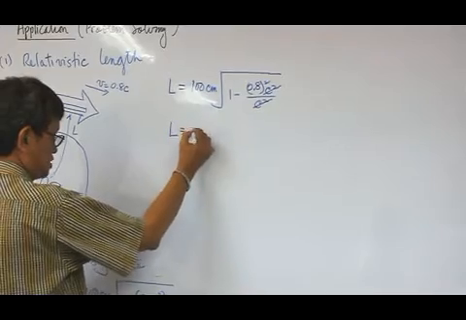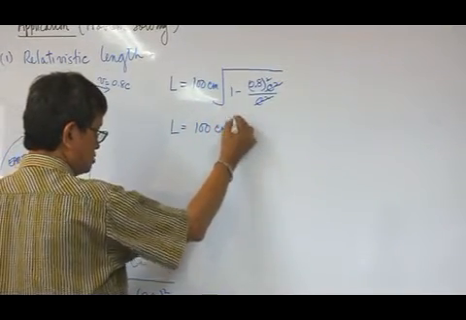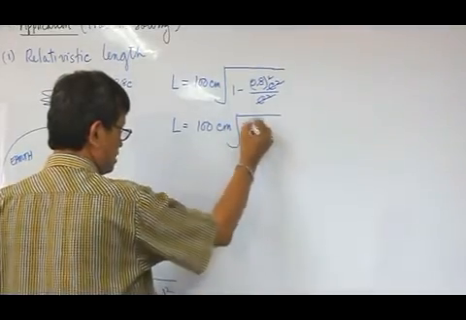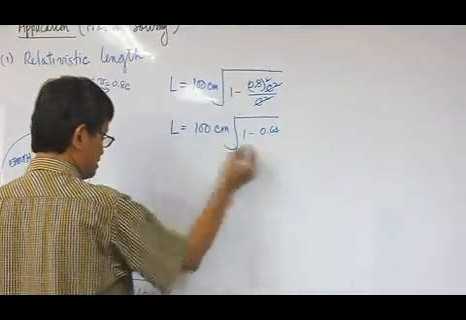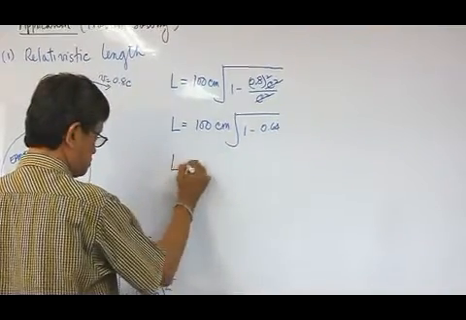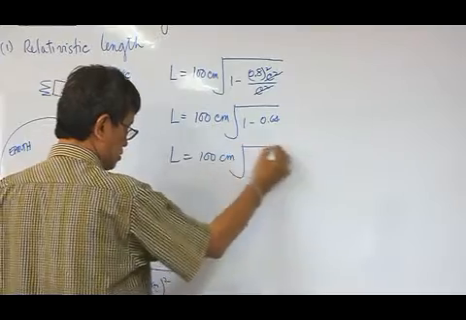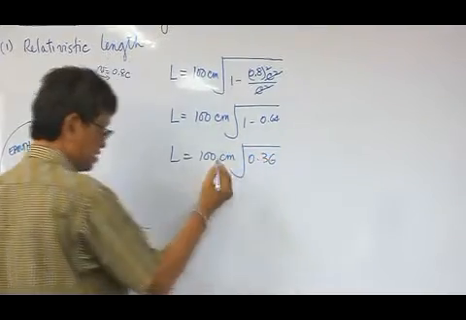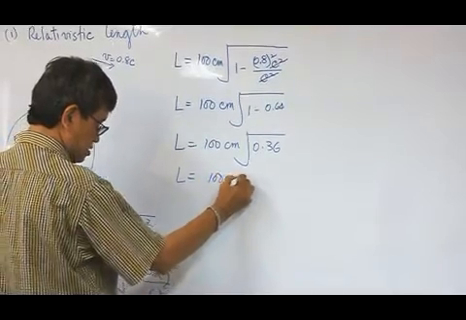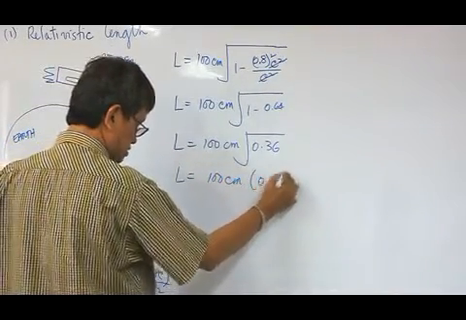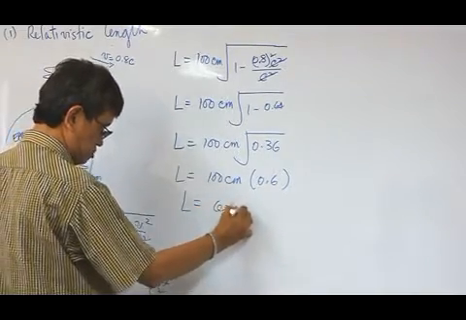So continuing the simplification of the equation, L will be equal to 100 centimeters multiplied by the square root of 1 minus 0.64, since 0.8 squared is 0.64. Then get the difference. The difference will be equal to 0.36, and the square root of 0.36 is equal to 0.6. Thus, the length would be 100 centimeters times 0.6, or 60 centimeters.